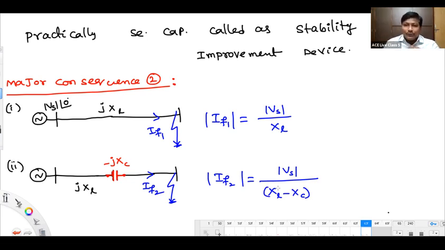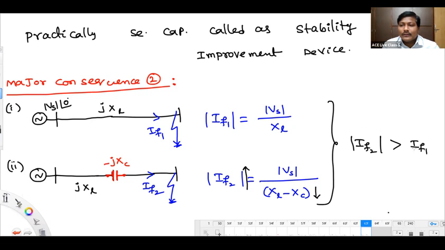XL minus XC is, of course, less compared to XL. So IF2 will be higher compared to IF1. So the fault current magnitude increased. That's the comment you should make. After adding the series capacitor, fault current magnitude was greater compared to the without series capacitor condition. Else you can say the fault level in the system was increased.